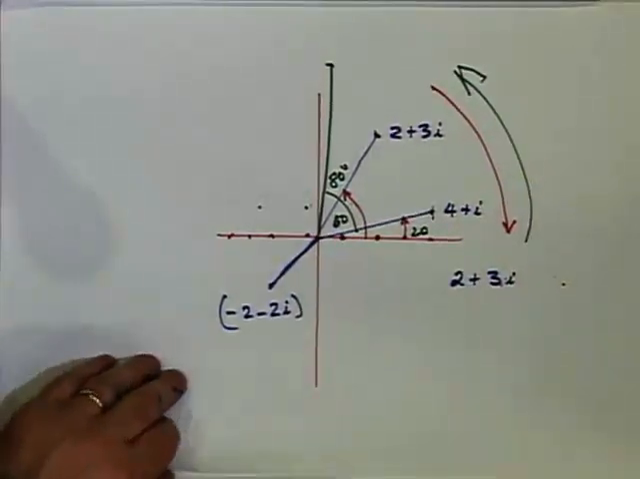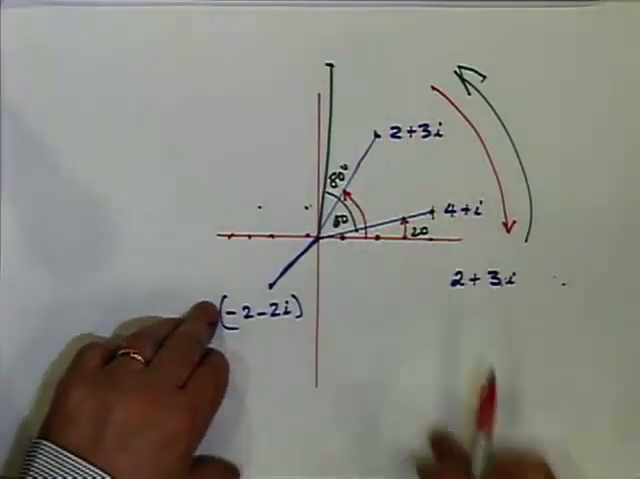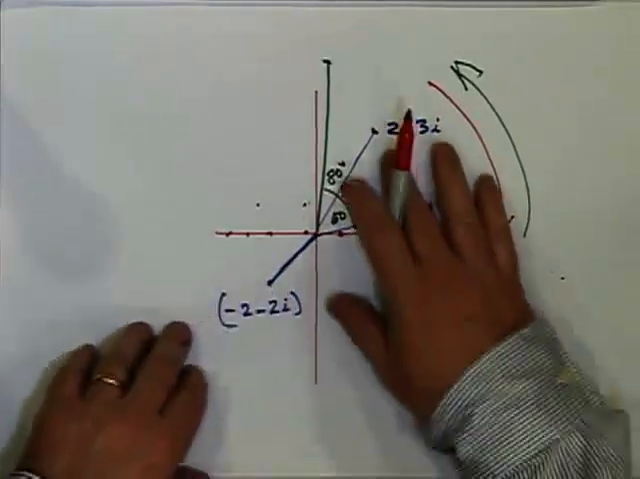Absolutely beautiful. And the angles add in the multiplication, and the moduluses multiply. So that's what we're going to do in complex numbers, and that's why it's there. Creates that sort of space.